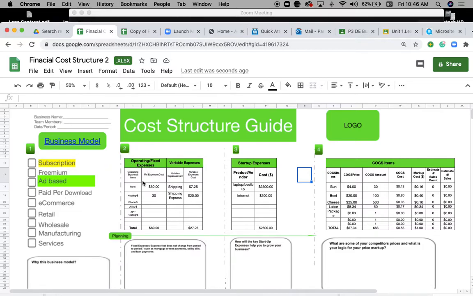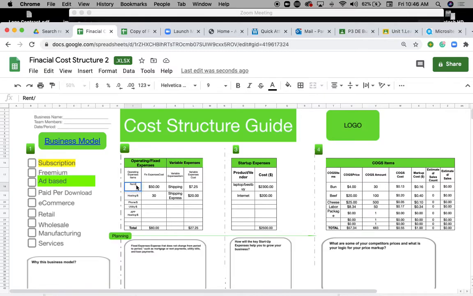Then you move to part 2, operating fixed expense. Now, operating fixed expense deals with things that do not change. From period to period, it's still the same, like a mortgage, rent, utility bills, and a loan. So with this form, it makes your life easy. Makes your life easy.